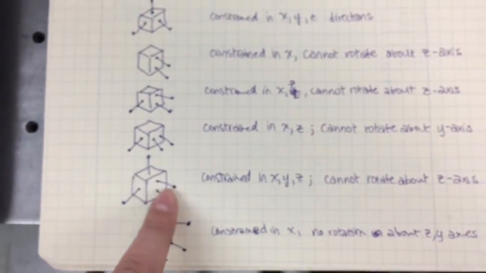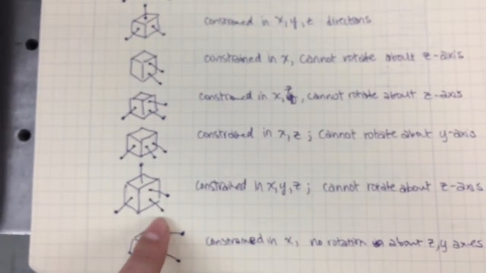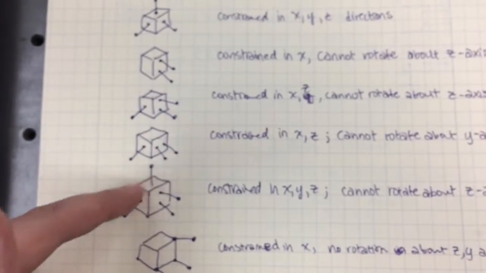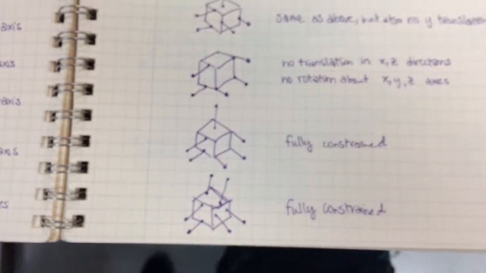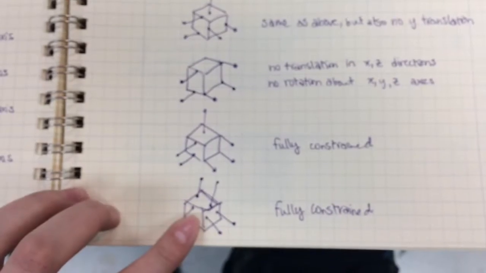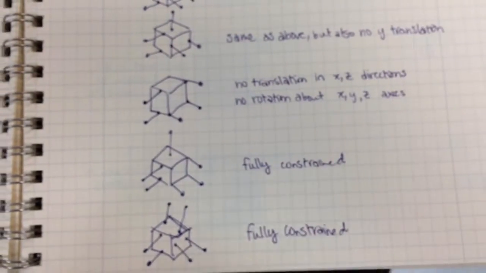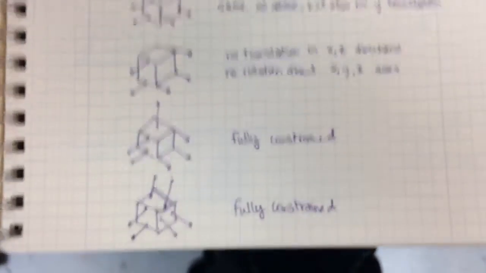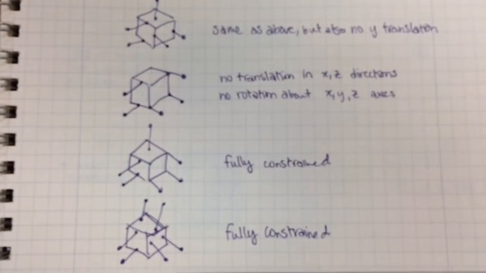You can count there are 4 constraints, which constrains in X, Y, and Z, and also in rotation about the Z-axis, which points this way. To fully constrain a system, you need 6 constraints. As you can see in these final examples, they are all different from each other, but they're still fully constrained since the constraints shown are not repeated, they're unique, and they also do not allow translation or rotation in any direction.